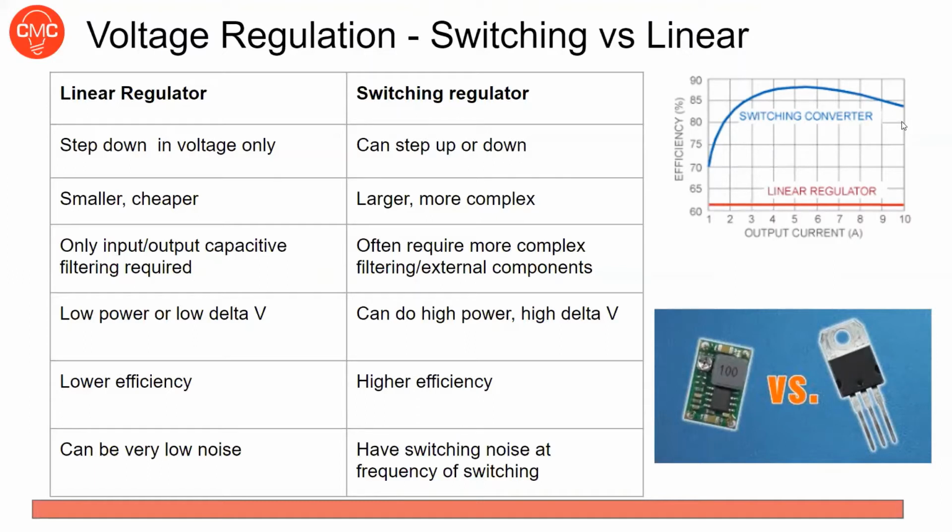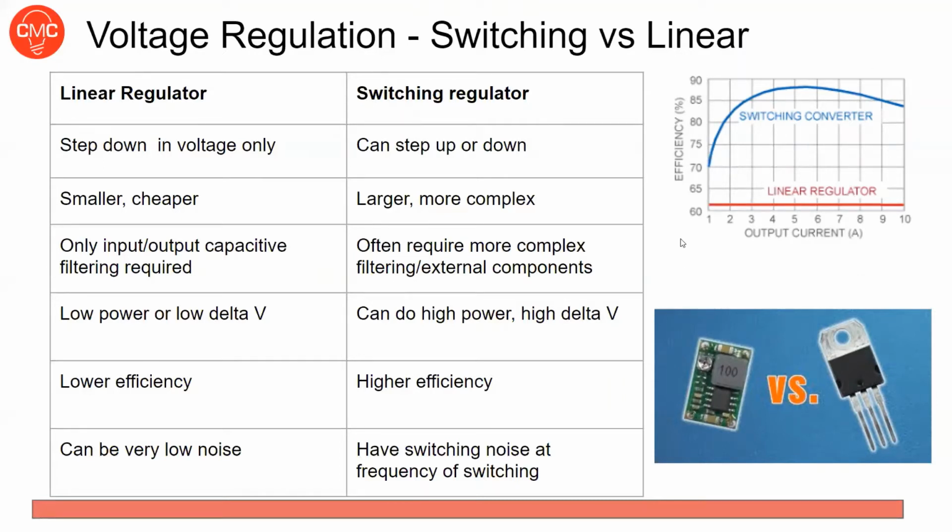They're a lot more complex and often require external components for things like filtering. We won't go into that too much, but they often require extra circuitry around them. Whereas a linear regulator will just be voltage in, voltage out, maybe a few capacitors on there for filtering, but this will require inductors and all that kind of thing. It's a little more complicated to work with, but you can do much higher power.